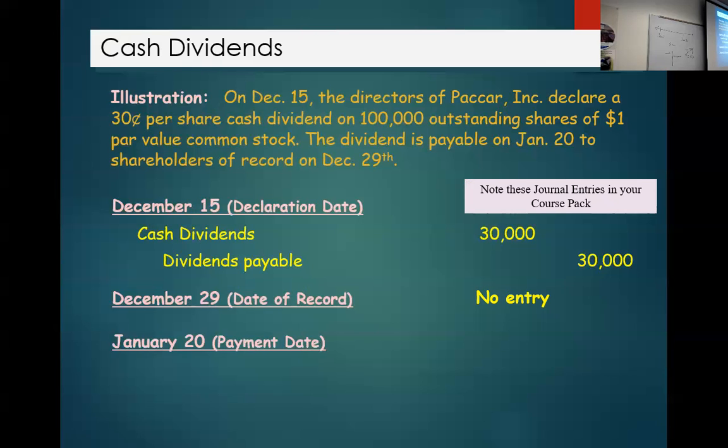And then finally, the payment date, we're just clearing out the dividend payable. So what's that going to look like? Getting rid of dividend payable. How do we do that? Debit dividend payable and credit what? Cash, yeah. We're just paying the dividend.